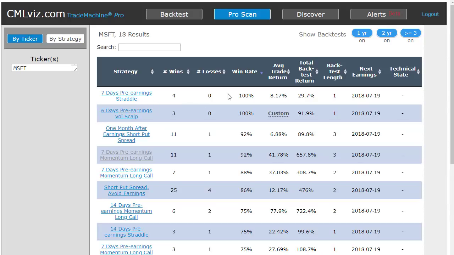Now they have some other trades in here. It's sorted by win rate. The 7-day pre-earnings straddle has actually been pretty good, but you can see the average trade is 8%, which is pretty good. You buy a call and a put. And this is per quarter, so quarterly earnings for the past year, this has been pretty good. But I really like the 7-day pre-earnings momentum long call. So let's click on that.